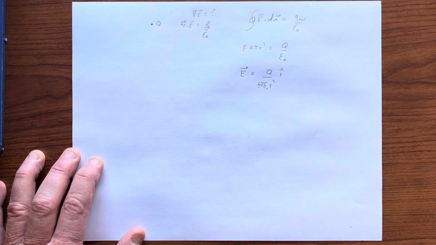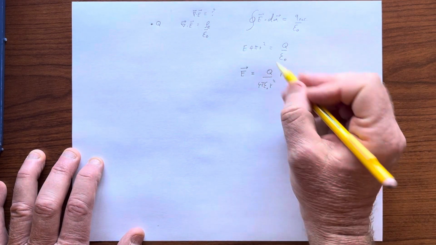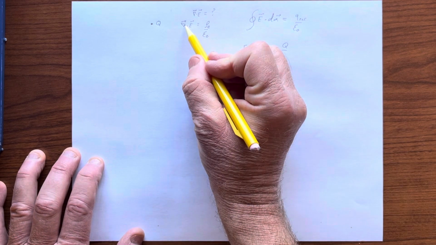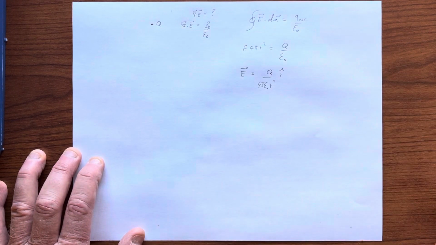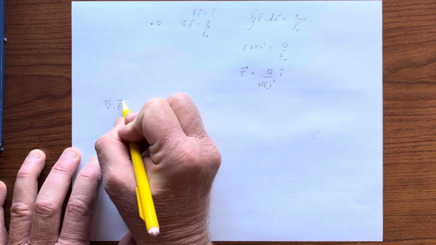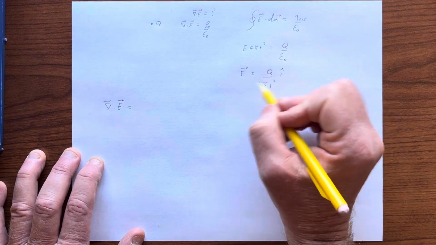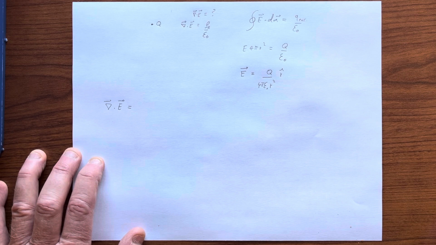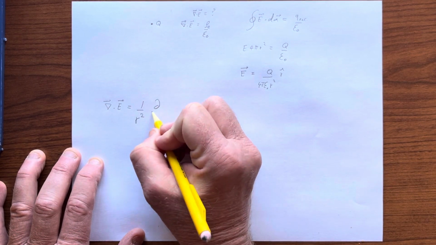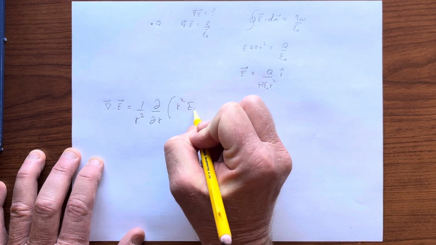and then we'll make it a vector, so r hat in spherical coordinates. And so we want to evaluate this quantity using spherical coordinates. So what is the divergence in spherical coordinates? We only have a radial component, so that's going to reduce to 1 over r squared times d by dr of r squared times the radial component.